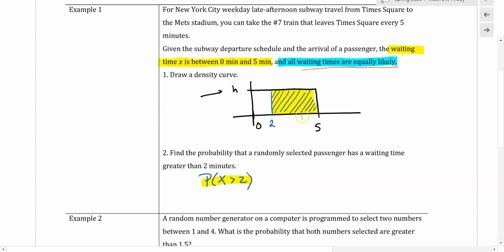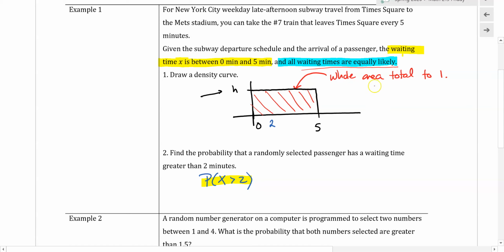So I know the width. I could calculate that, from 2 to 5, I could figure out how far that is. But I need to know the height of this thing. So let me just take a step back here. I know that in general, this whole area has to total to 1, okay?